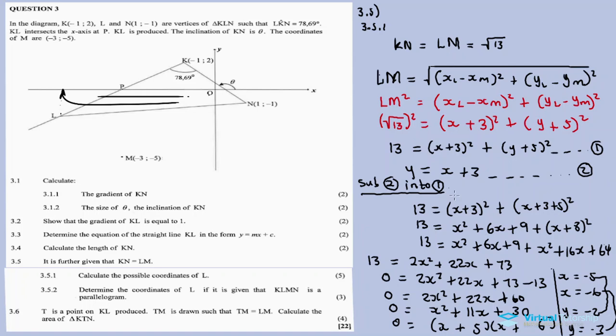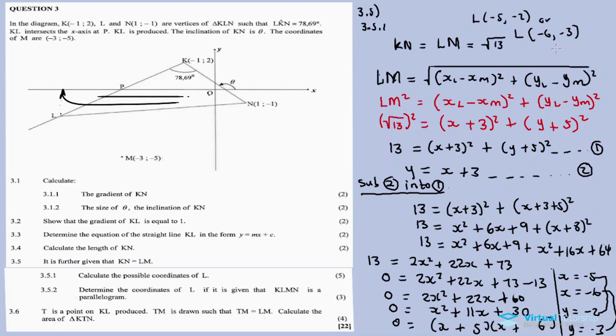So my possible coordinates of L are now here. The first coordinate is negative 5 and negative 2. The other one is negative 6 and negative 3. So these are the possible coordinates for L. That was 3.5.1, now we go to 3.5.2. Determine the coordinates of L if it is given that KLM is a parallelogram.